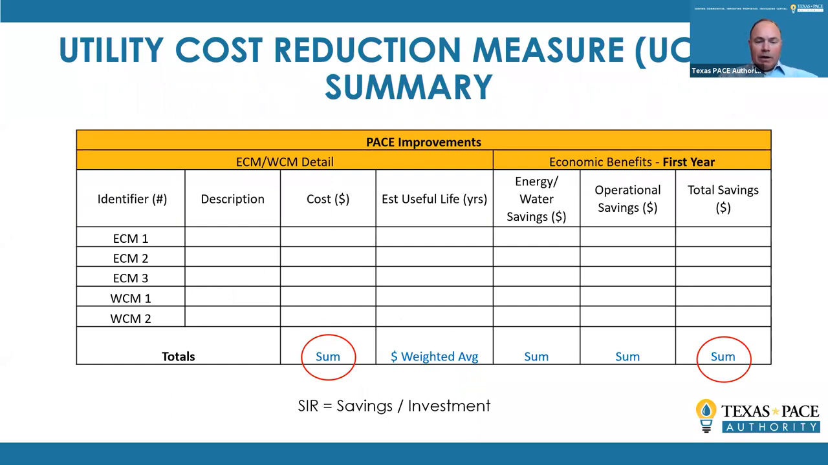If you look at how this kind of works out in a table format, and this comes out of our technical assessment report format, you look at how these projects stack up. So on the far left side, you have ECM and WCM 1 and 2. As you can see, that stands for energy conservation measure or water conservation measure. So the description, the cost, the useful life, the projected savings as that moves over to the right. And so the cost column, that's the sum of all those things. And then the savings is the sum of all those things.